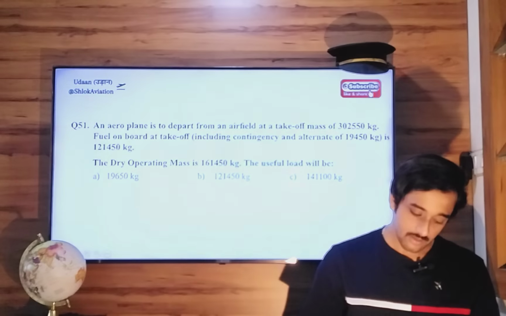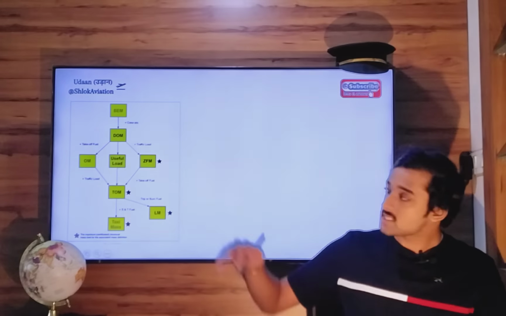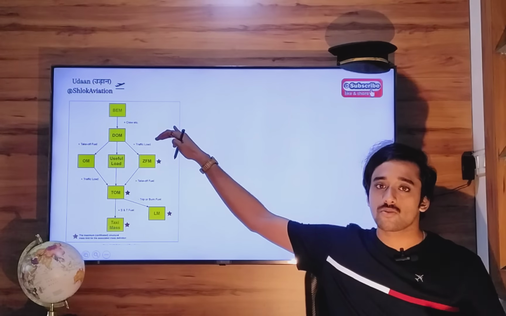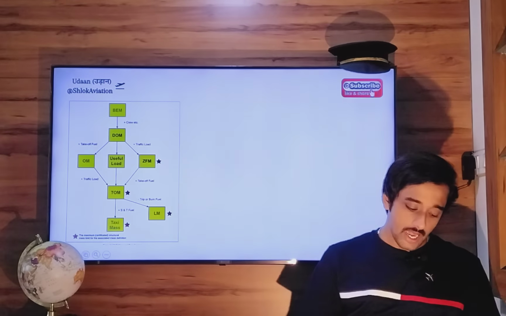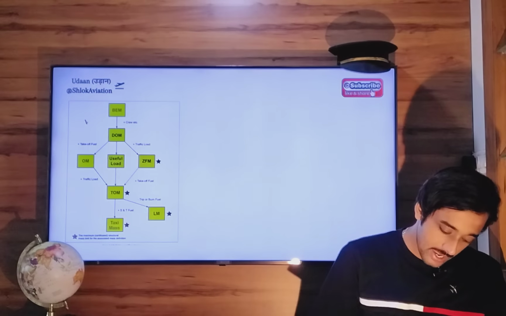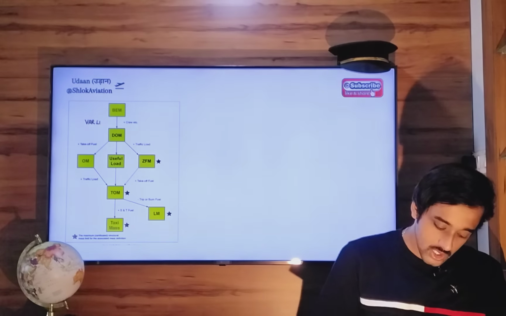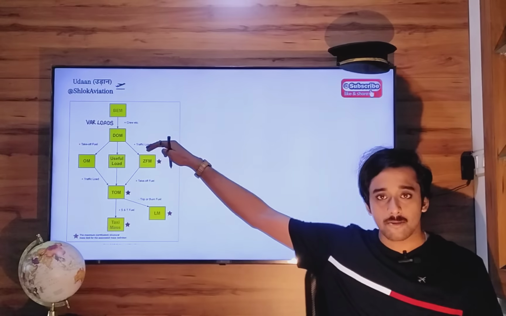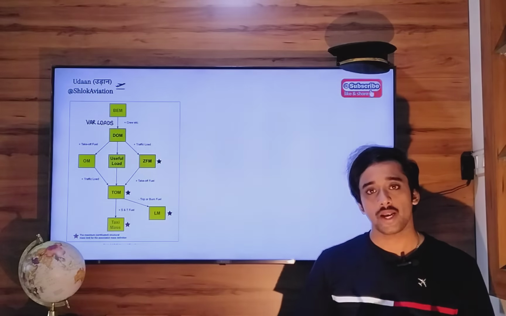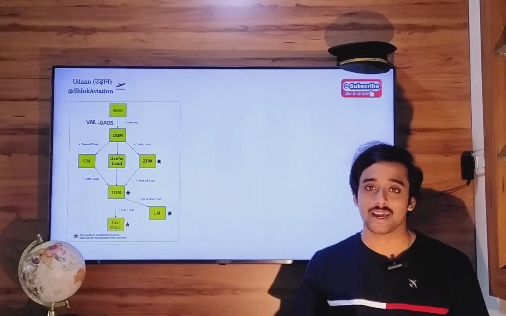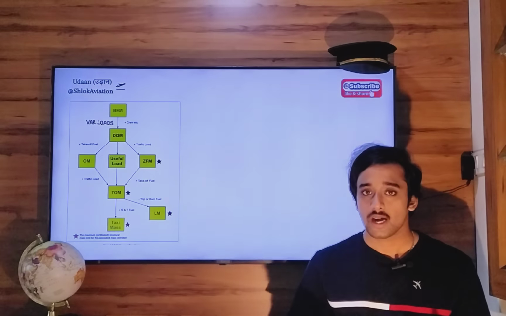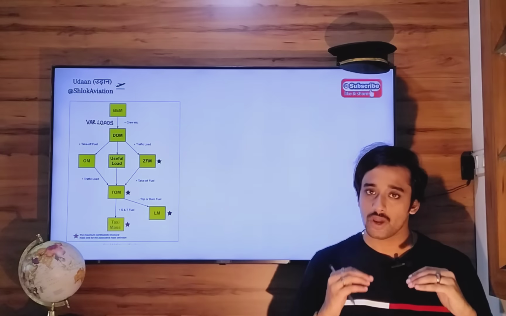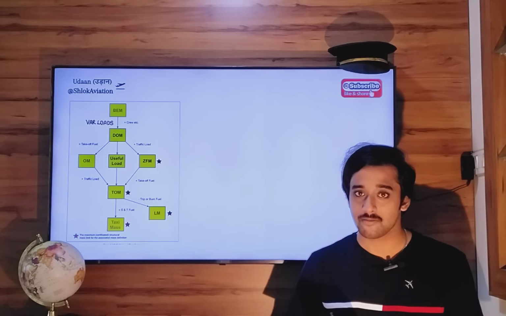Now in this diagram, you can see that we start with the basic empty mass, which is the mass of aircraft and standard equipment inside it. When we add variable loads to the basic empty mass, we get DOM, or dry operating mass. What are variable loads? The weight of pilot, crew, baggage, food, water, other optional equipment, etc. So basic empty mass plus variable loads gives us dry operating mass.